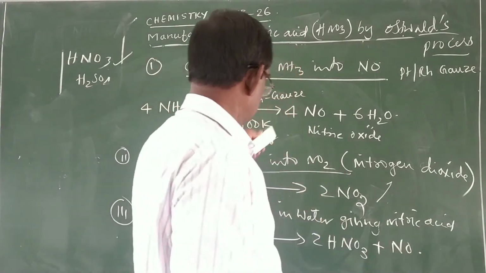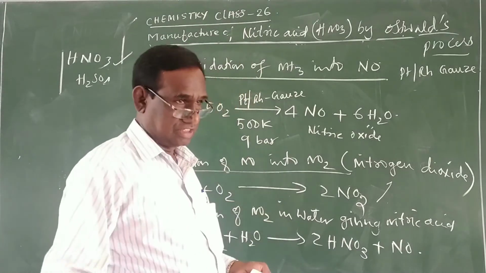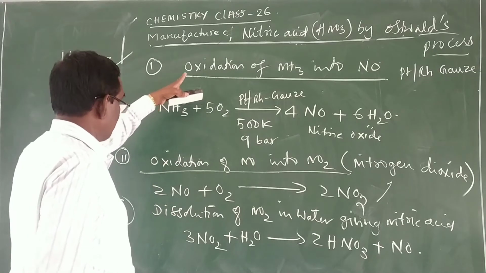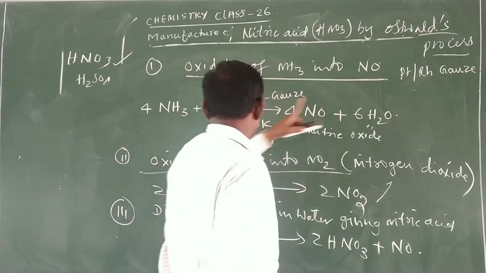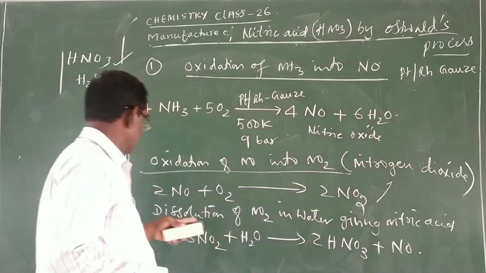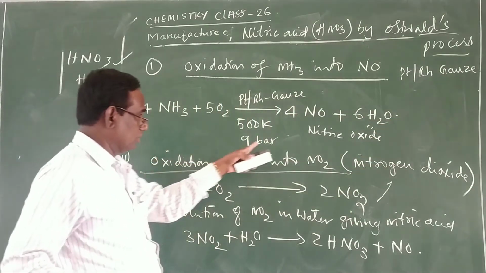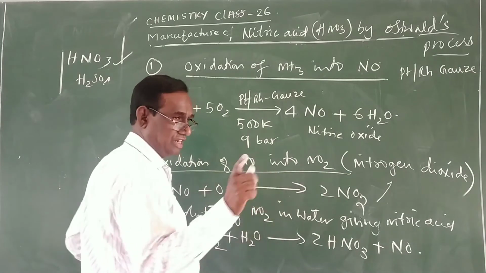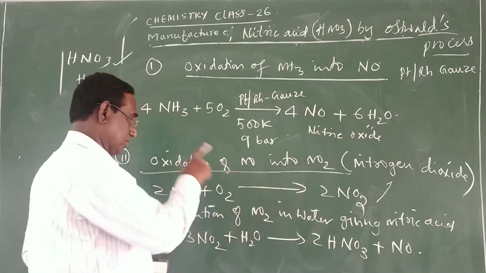Three equations, 3 marks. This is a sure question, asked in your previous examination. The first step, oxidation of ammonia into nitric oxide: 4NH3 plus 5O2 gives 4NO plus 6H2O, 1 mark. Again, oxidation of NO into nitrogen dioxide: 2NO plus O2 gives 2NO2, that is the second equation.